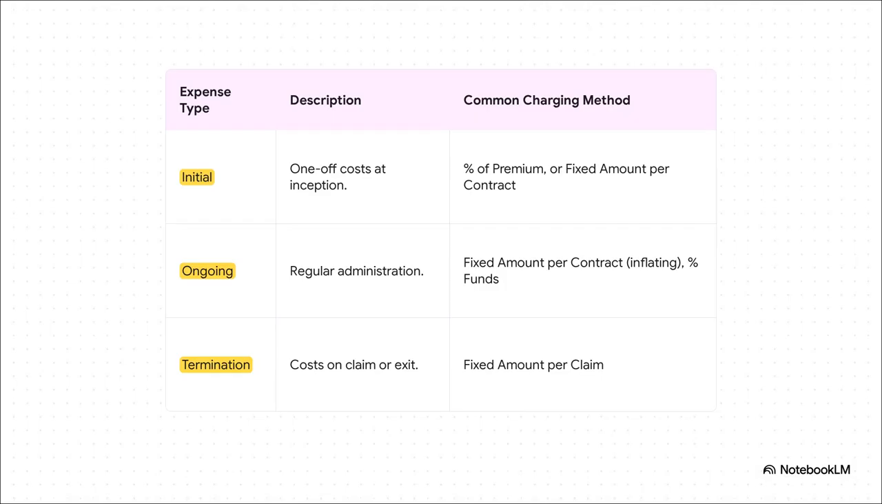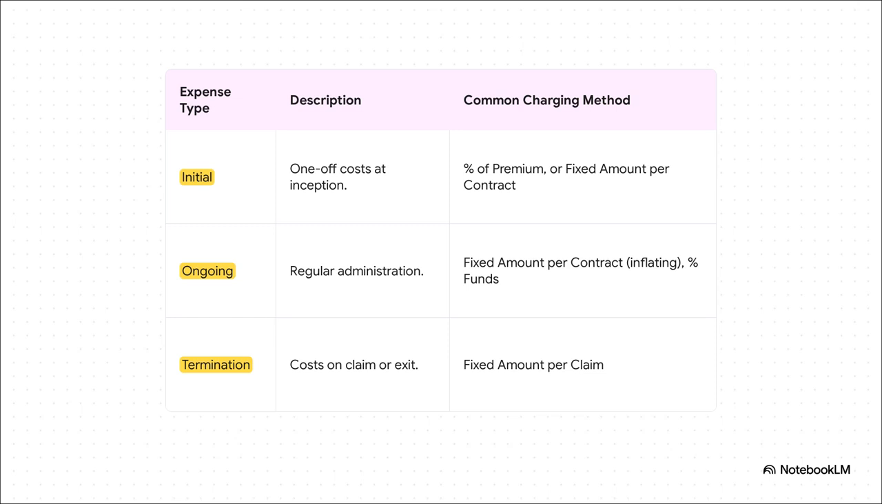Let's just zoom in on expenses for a second, because they're so important. You can't just slap a single expense number on the model and call it a day. You have to analyze them by function and allocate them properly. So initial costs, like commission, are often a slice of the premium. Ongoing admin costs are usually a fixed amount per policy that goes up with inflation. And termination costs, well, they're typically a fixed fee per claim. Getting this allocation right is absolutely vital if you want to make sure the product actually covers its own costs over its lifetime.